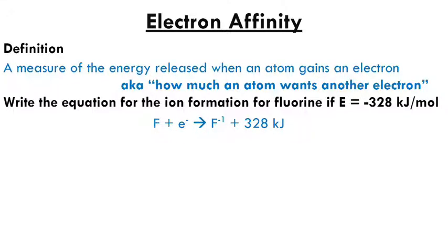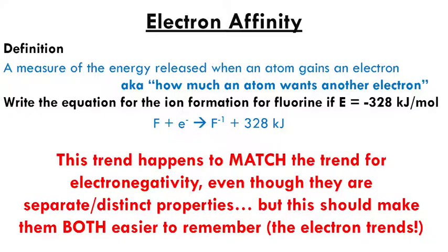Now, what I was saying earlier is that this is really just 2 trends in this podcast, even though the title has 3, and that's because the trend for electron affinity happens to match exactly the trend for electronegativity. So the pattern is the same. The element that has the greatest electronegativity also has the greatest electron affinity, which is why we're going to jump into electronegativity right after this.